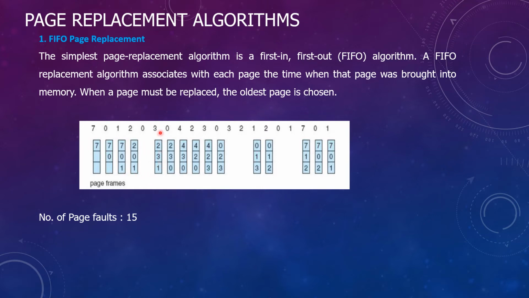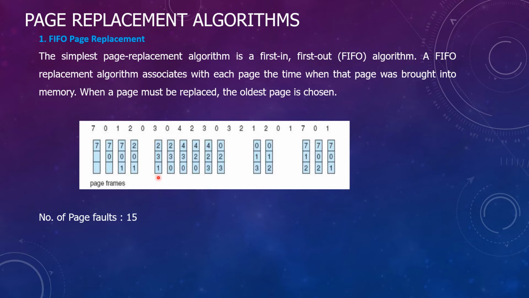Now we have to load page number 3. Page number 3 is not there in the memory and all the frames are filled. So we have to replace one page so that the new page 3 can be loaded. Now our memory is loaded with pages 2, 0, 1. Among these 3 pages, 0 is the oldest page. So we choose 0 to be replaced. In the place of 0, we load page number 3.